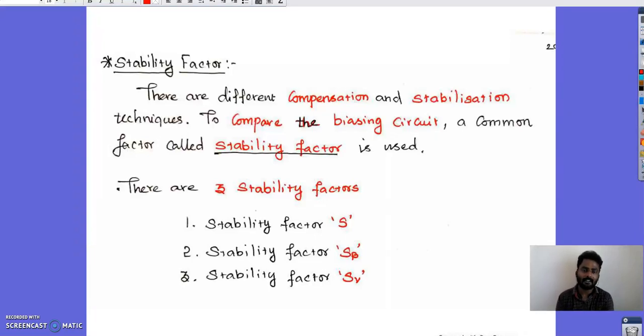First one is stability factor S, which depends on the reverse saturation current ICO. The second stability factor depends on the current gain beta, maintaining other factors constant. That is, the voltage and the reverse saturation current are maintained constant in S beta. Whereas in stability factor SV, the voltage is varied, but the gain and reverse saturation current are maintained constant. These are the three stability factors.